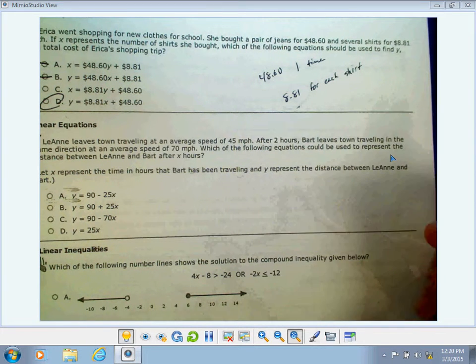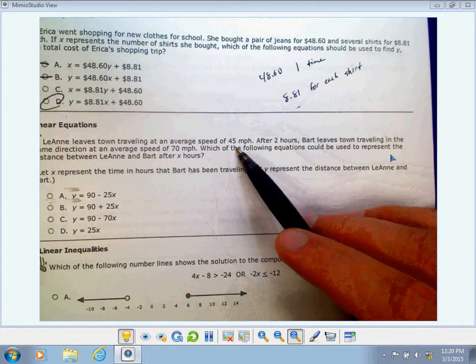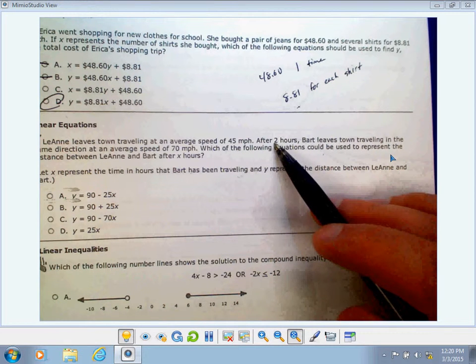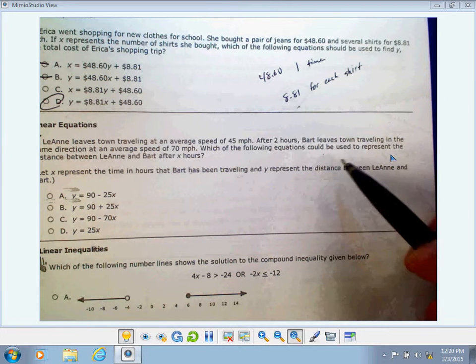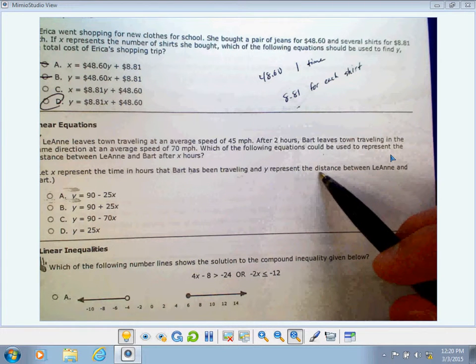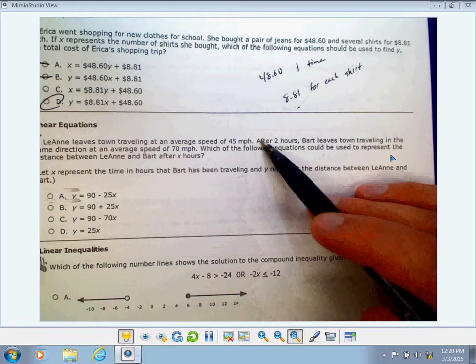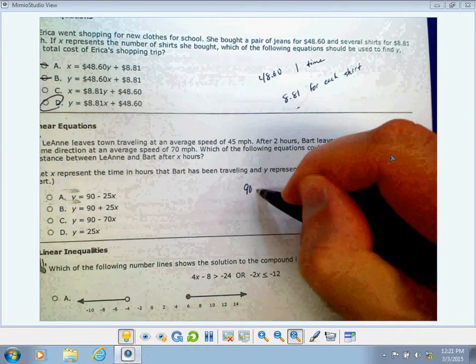distance between them. Okay, so if you think about it, you read through the problem for a minute, she goes 45 miles per hour, and Bart doesn't even leave until 2 hours after she does. The first thing you've got to think about is how far away are they when they start out? Well, 45 miles per hour is how fast she was going, and she did it for 2 hours, which means she went 90 miles. So when they start, they are 90 miles apart.